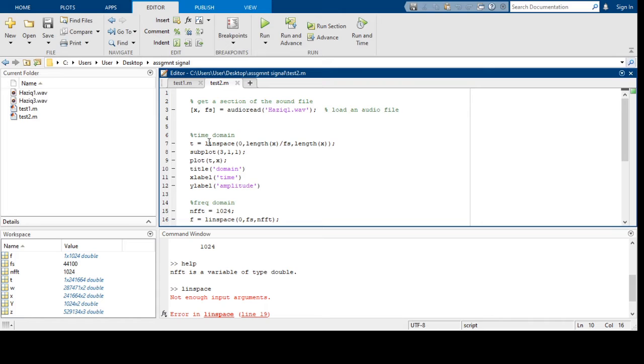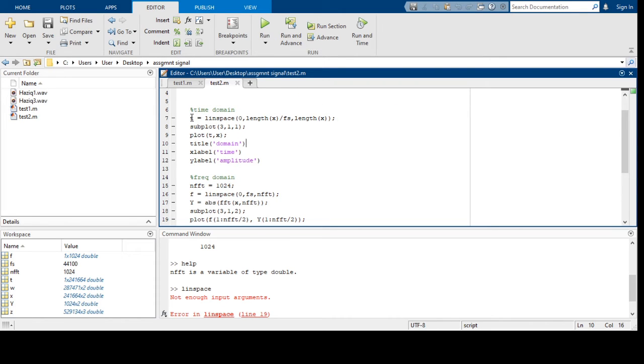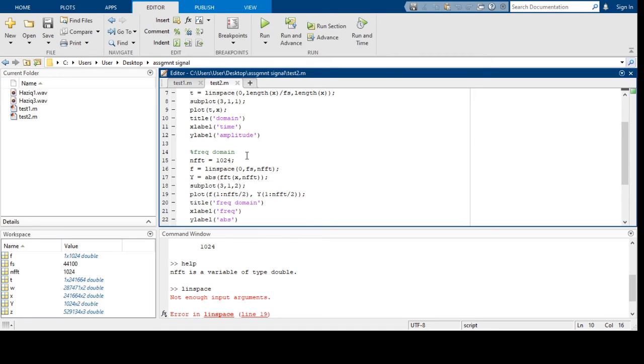After that, this is for the time domain. T is the time, with the formula linspace(0, length(x)/fs). fs is the standard sampling frequency, which is 44,100. Then we subplot it as 311. Then we plot T with the title as domain, the x label as time, and the y label as amplitude. After that, the question asks for the sound in the time domain and frequency domain.